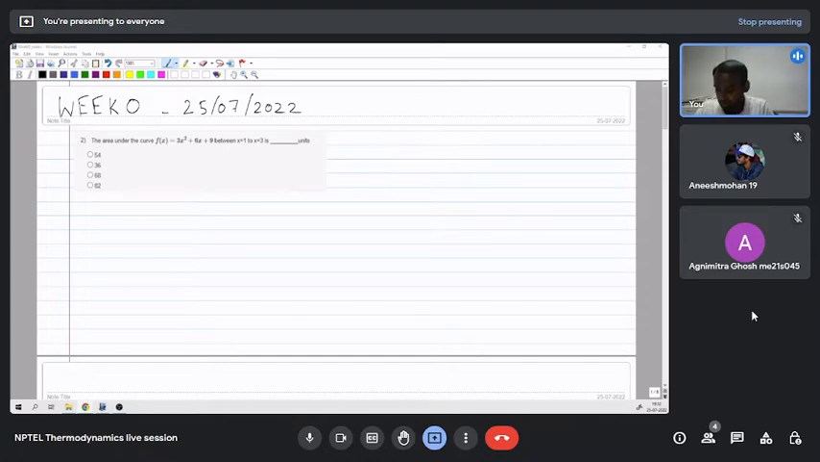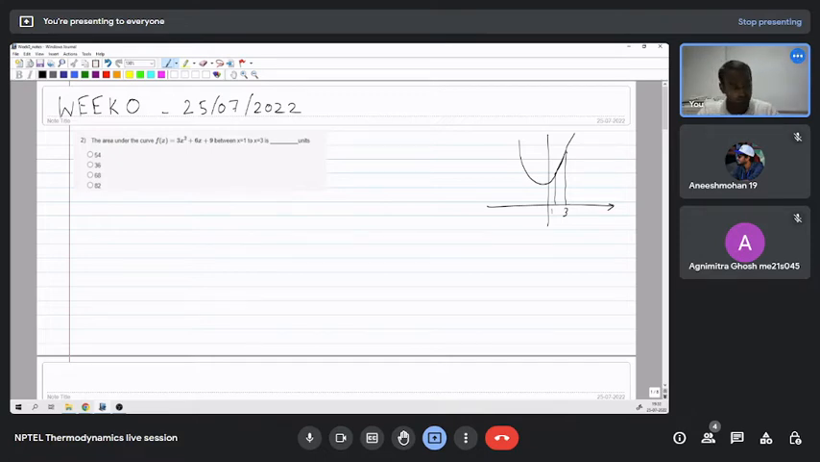So the problem is that we need to find the area under the curve of f of x equal to 3x square plus 6x plus 9 between the limits x equal to 1 and 3. And so the curve is a kind of parabola. If we plot the curve, it will be something like this, and we need to find the area under this curve between x equal to 1 and 3.